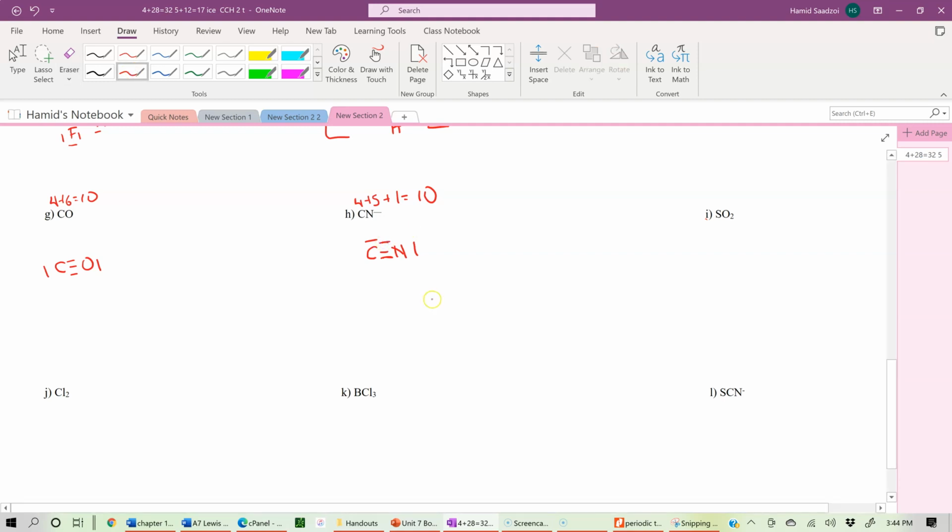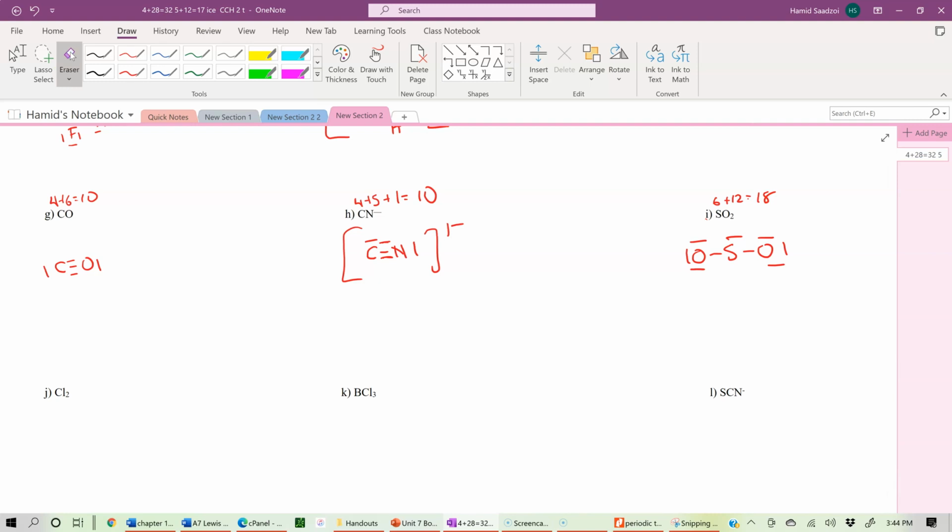Now you have the correct structure. The only thing I forgot is the brackets and the charge to indicate what it is. All right, SO2: 6 plus 12, 18. The S is in the middle. Connect to the O. Connect to the other O. 2, 4, 6, 8, 10, 12, 14, 16, 18. Remember, whatever you have left over goes on the middle.